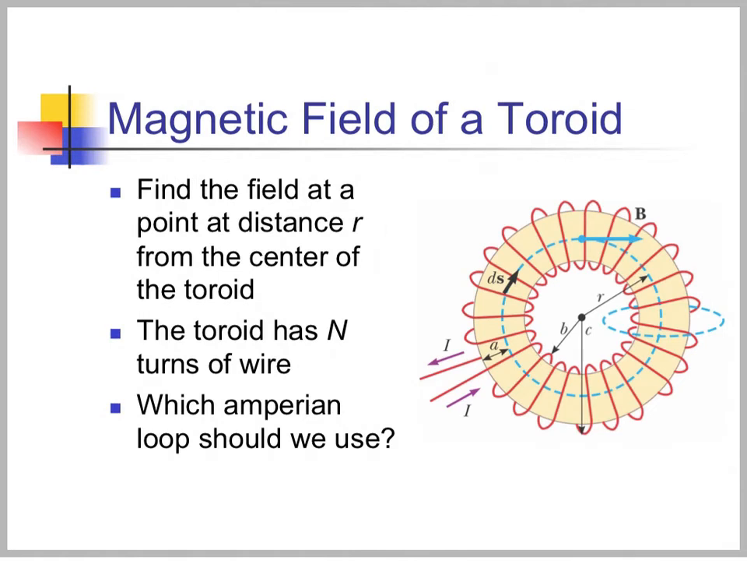We also figure out the magnetic field from a toroid. Let's find the field at a point at a distance r from the center of the toroid. And this toroid, remember, is donut shaped, has n turns of wire.